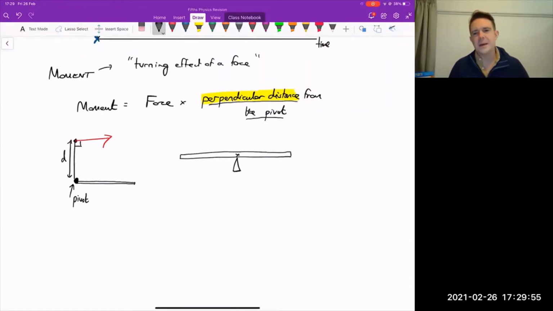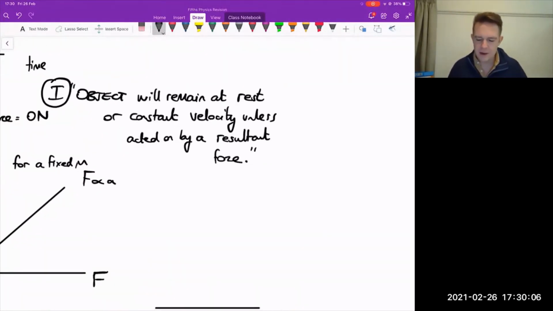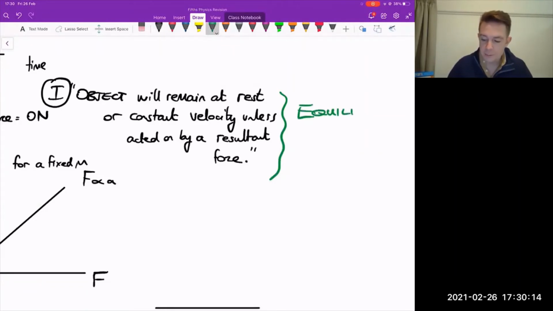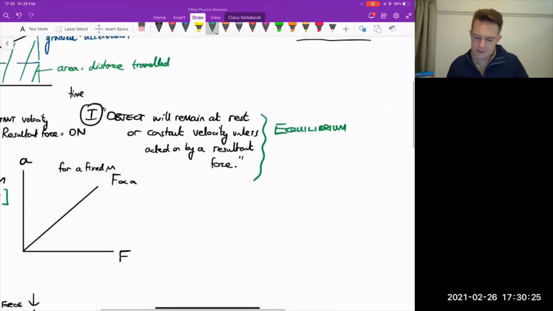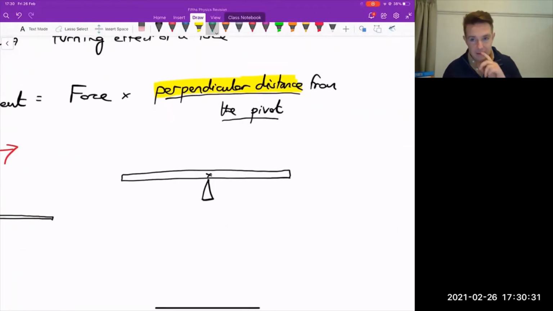The way moments are asked about is in the context of equilibrium. In order to be in equilibrium, we've already said the forces have to be balanced. This object will remain at rest or at constant velocity unless acted upon by a resultant force. This is basically describing what's called equilibrium, so that's a good term to remember. Equilibrium just means at rest or at constant velocity, forces balanced. But in order for equilibrium to actually hold, you also need to have no net moment as well.